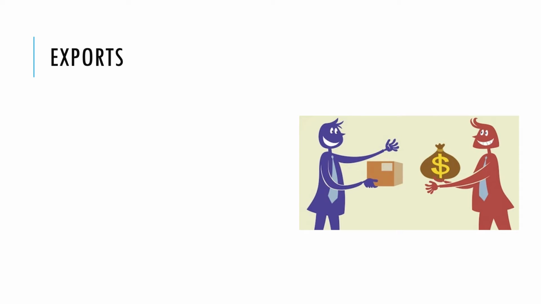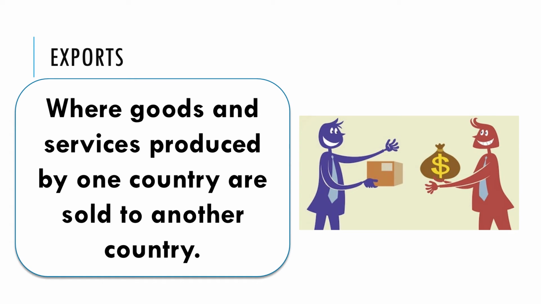So two key terms we need to understand: what an export is and what an import is. Let's start with an export. Exports are where goods and services produced by one country are sold to another country. So it's always worth bearing in mind that an export involves products or goods and services leaving the country, but money entering the country. So exports are products and services going out and money coming in.